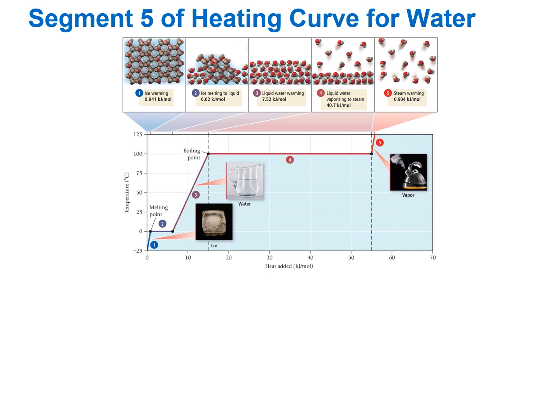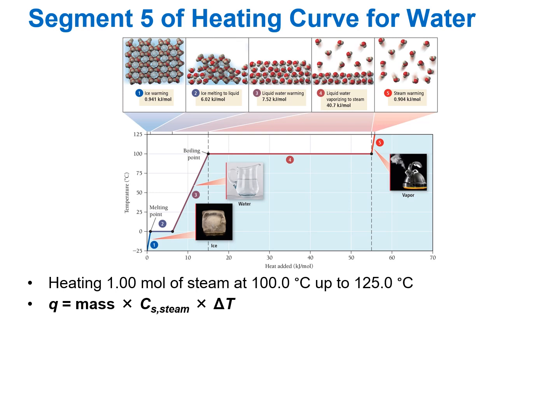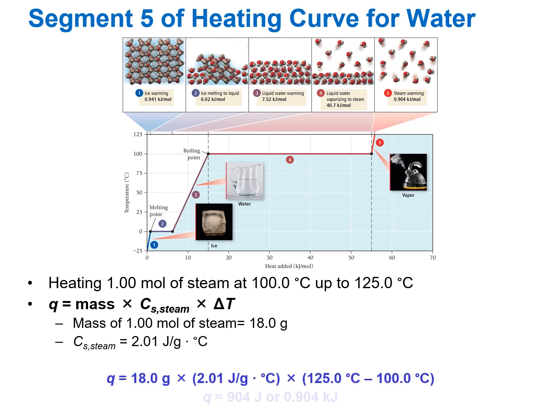And here we are in segment 5 of the heating curve of water, and we're looking at the creation of steam. So what are we talking about here? Well, we're talking about heating 1 mole of steam at 100 degrees Celsius all the way up to 125 degrees Celsius. So if we're seeing this temperature differential, then we're thinking about using this equation, and we have to have the specific heat for steam, which we would find on a chart. There it is right there. And we just plug in the numbers, do the calculation, and we find that value as well.